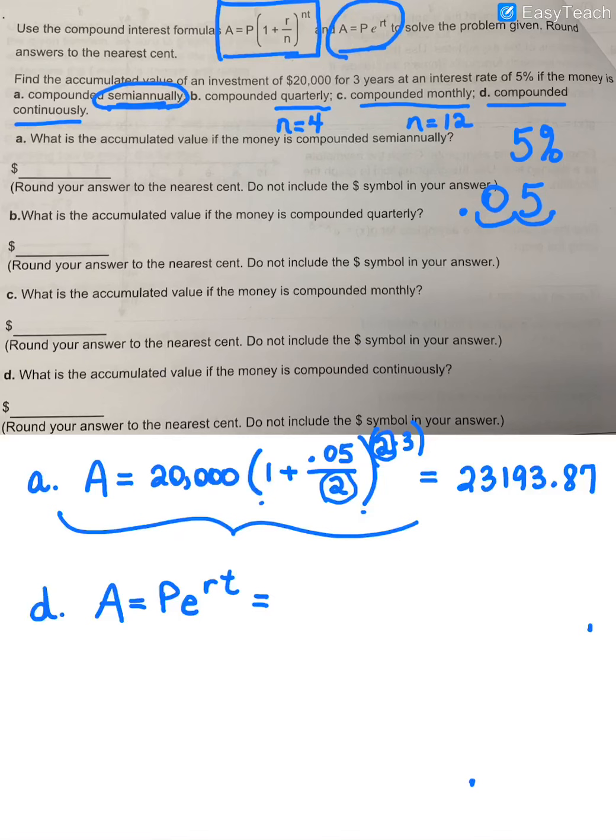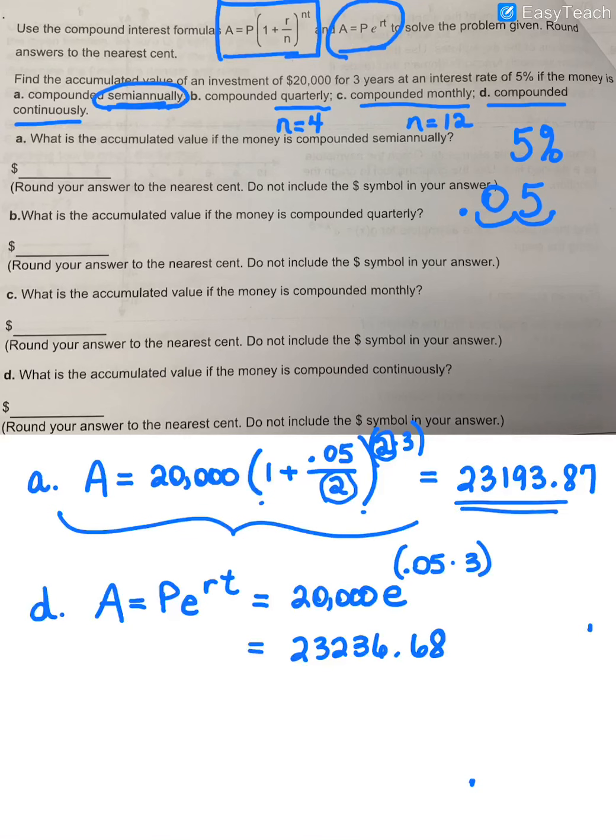So in this case, our P, once again, is $20,000. And we're going to be multiplying that by E. And the E is raised to the power of R, which again in decimal form is 0.05, multiplied by your T, which was 3 years. And then, of course, you're going to get on your calculator and punch that out. So let's see, E to the power of 0.05 times 3 years. And to the nearest cent, you would have $23,236.68.